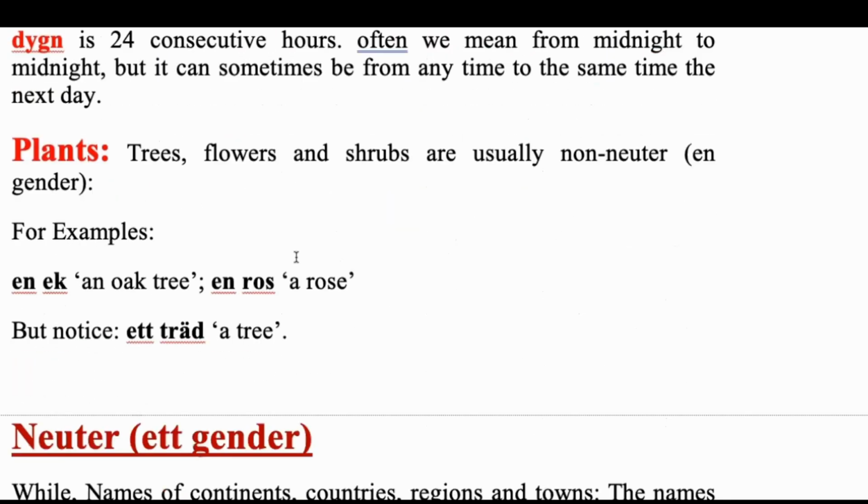And next we have plants. Plants are also en nouns, non-neuter gender, en ros, a rose, en ek, an oak tree. So this is an exception: ett träd, a tree. That is an ett noun.